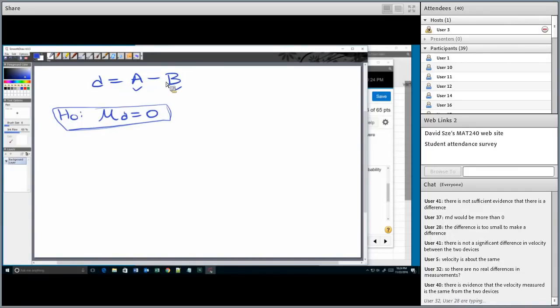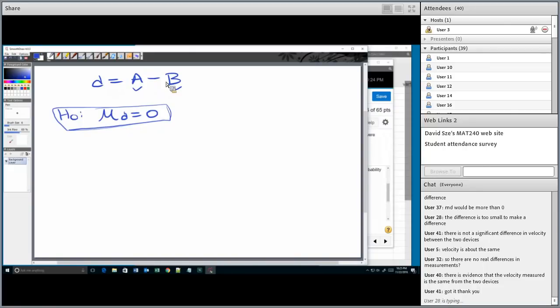Amy, you're almost there. The only thing to add there is that there's no significant difference in the measurements of velocity from the two devices. That's what I would say. Okay. Sandra is also correct. Very good.